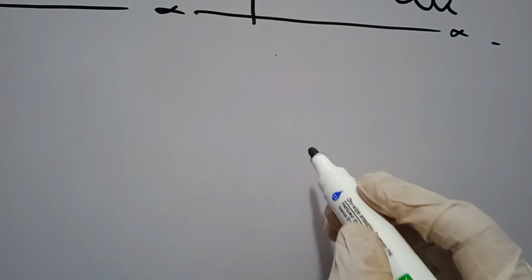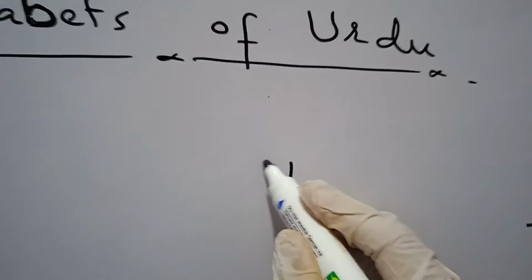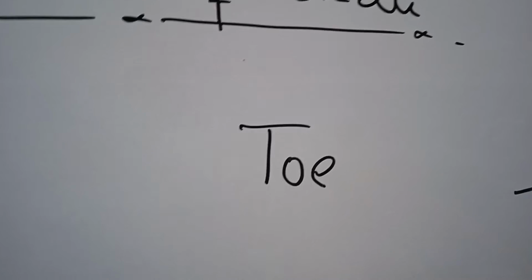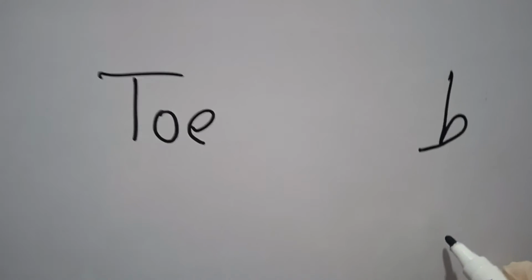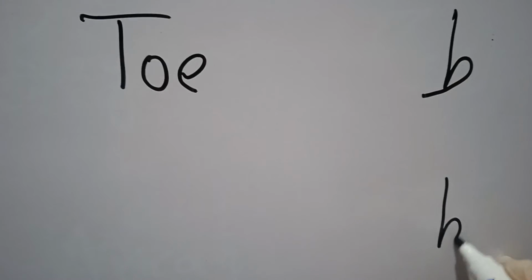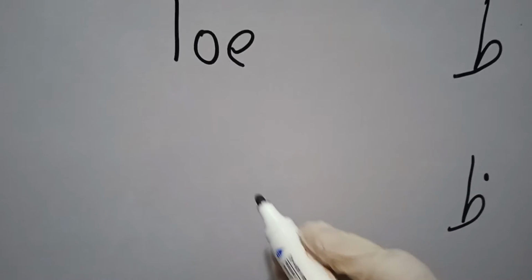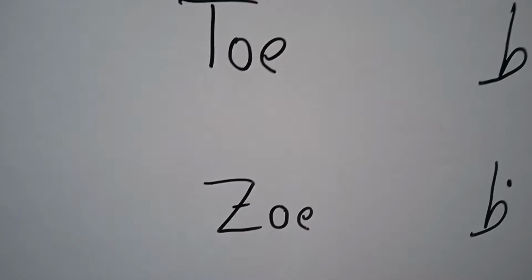Next letter is Toy, T-O-E, Toy. Next letter is Zoe, Z-O-E, Zoe.